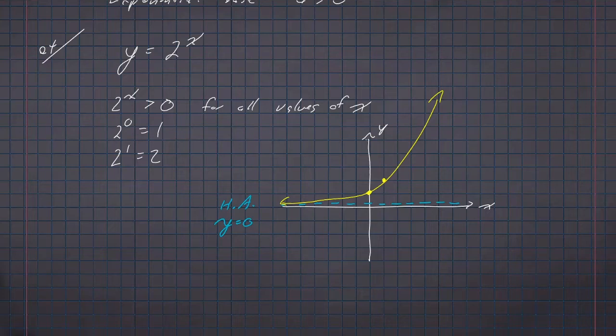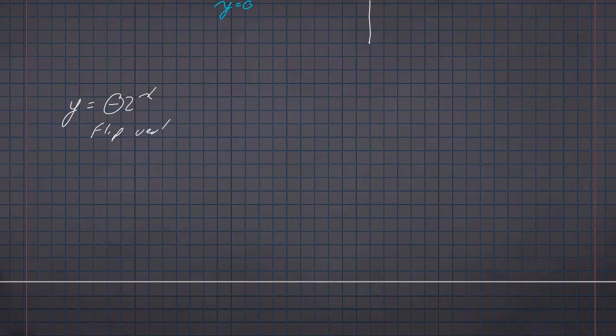Playing around with transformations on graphs, two transformations that are most common in exponential problems. Well, y equals negative 2 to the x. A negative in front would cause us to flip the graph vertically. I'm not going to be very careful drawing this out, but you get a curve that would look something like that.